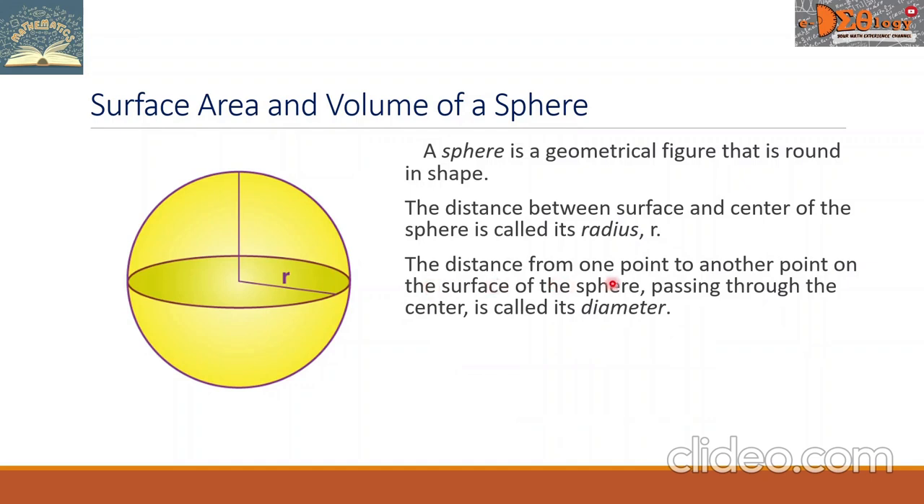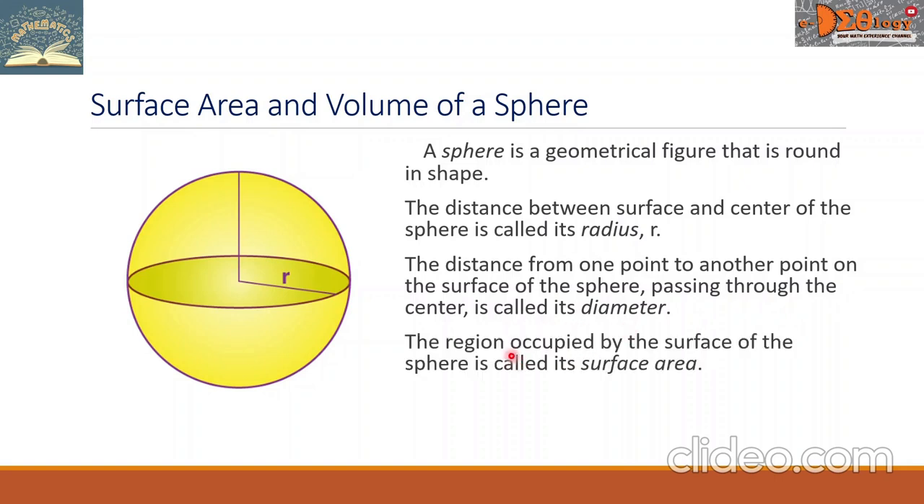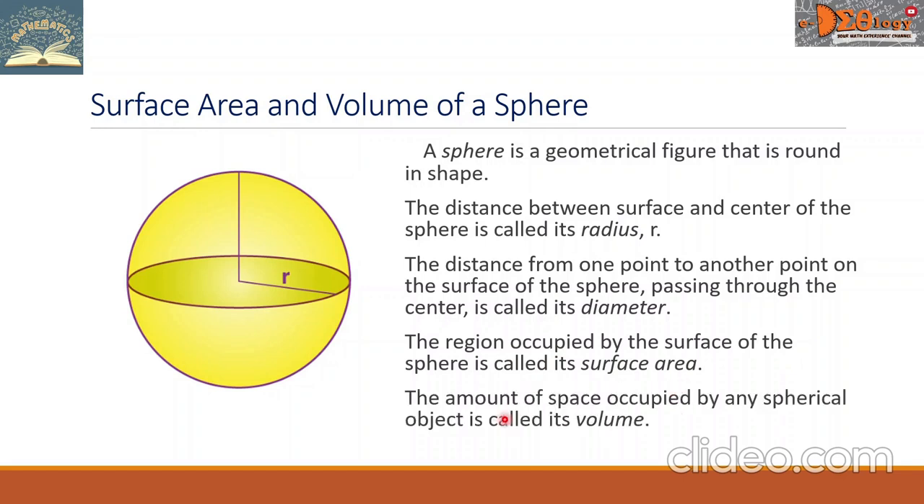The distance from one point to another point on the surface of the sphere, passing through the center, is called its diameter. The region occupied by the surface of the sphere is called its surface area. The amount of space occupied by any spherical object is called its volume.